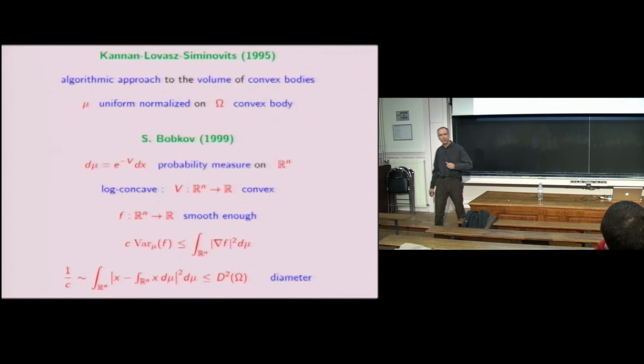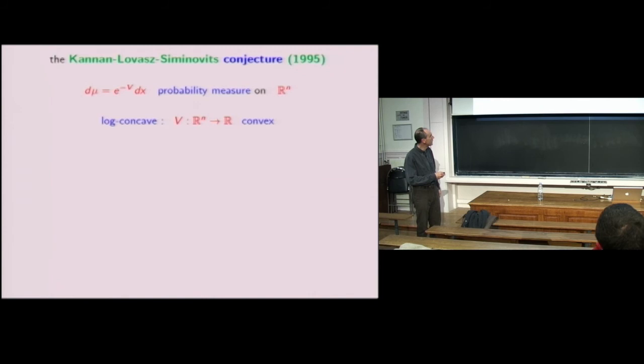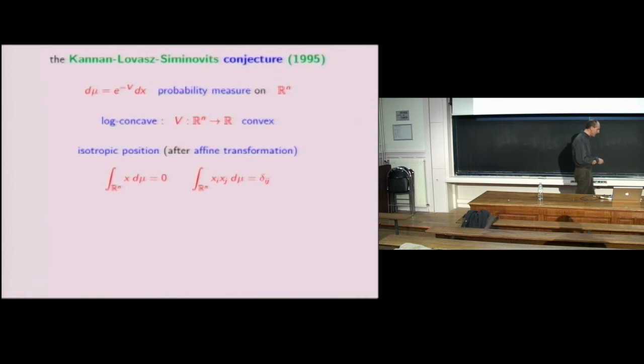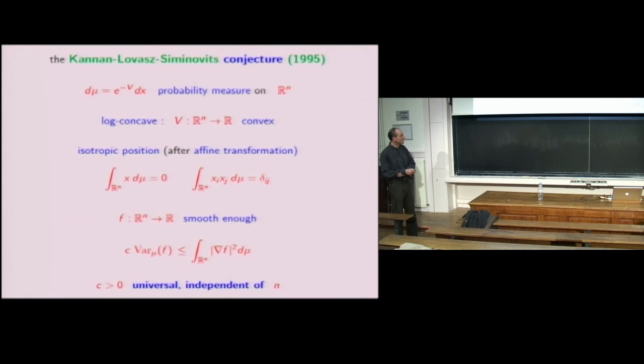But this is actually not the result that Kannan, Lovász, and Simonovits wanted. The result they wanted was the following. This is a conjecture. Suppose you take your log-concave measure and you put it in the so-called isotropic position, namely you center it and you assume that the covariance matrix of your measure is the identity. That's something you can always do by some suitable affine transformation. Then this KLS, Kannan-Lovász-Simonovits conjecture, indicates that there should be a Poincaré inequality with a constant which is independent of n, which is universal. And this is what they really needed in order for their algorithmic approach to the computation of volume of convex bodies to be efficient.